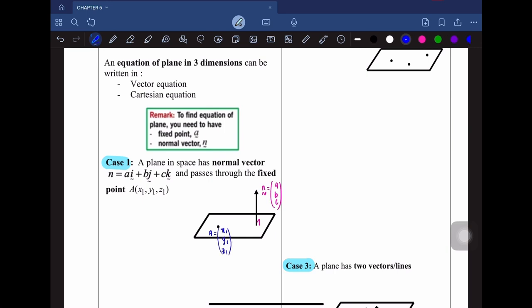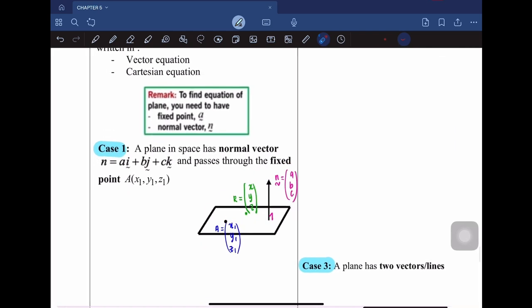Same as the equation of a line, we're going to have a random point on the plane, which I label as R with coordinates x, y and z. So this is any random point on the plane, this is any fixed point on the plane, and this is any vector that is perpendicular to your plane. Now let's together find the vector equation of your plane first.